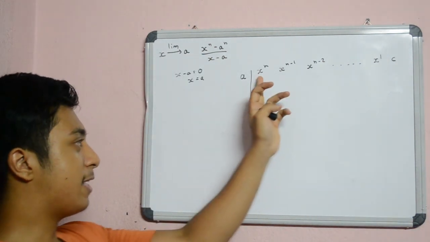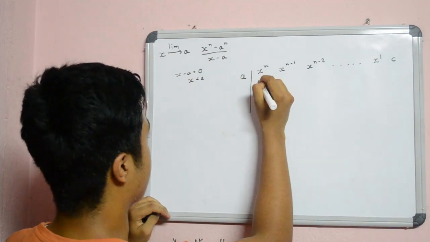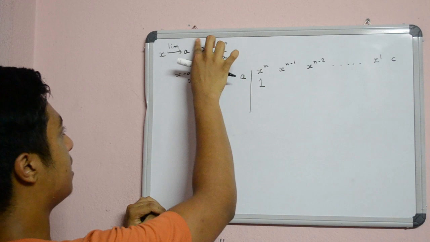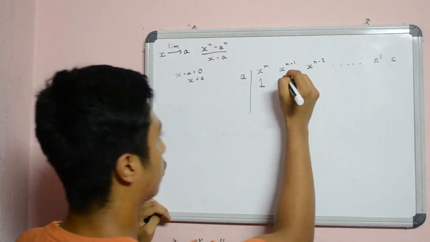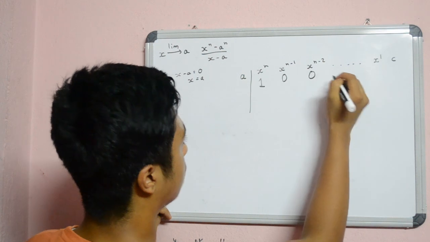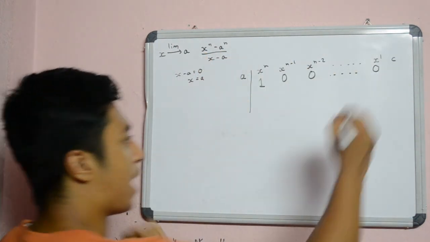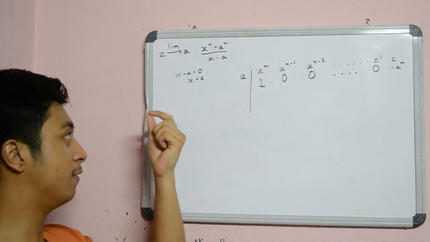Now below it I'm going to write its coefficients. For x to the power n, I'll have just one of them. This is what we're focusing on. And we don't have any of these middle terms, so all of their coefficients will be 0, 0, 0, 0, 0, and the constant is minus a to the power n. Now let's do synthetic division.